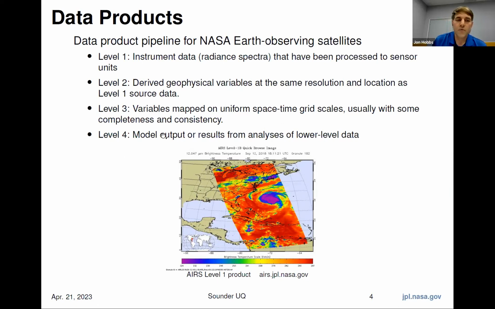Level 4, I won't talk about this too much today, but this is additional products that use the lower level products in combination with some sort of geophysical model to conduct inference and produce estimates of other quantities of interest. A common application to produce level 4 is something like data assimilation. Whoops, let me back up here.